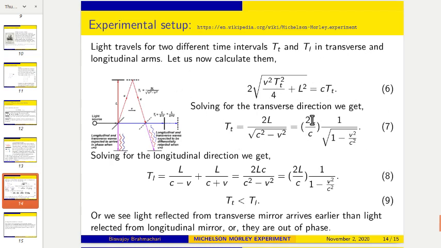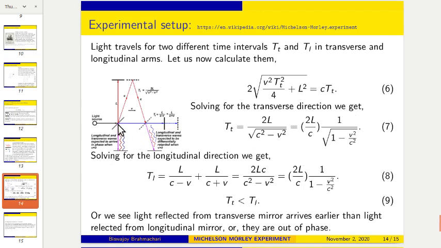Then t_t is 2L by c, 1 by root 1 minus v square by c square. And here t_L, L by c minus v plus L by c plus v, that is 2L by c, 1 by 1 minus v square by c square. So this is all pre-relativity days. So along this direction time will be this, along this direction time will be this. So these two times are different.